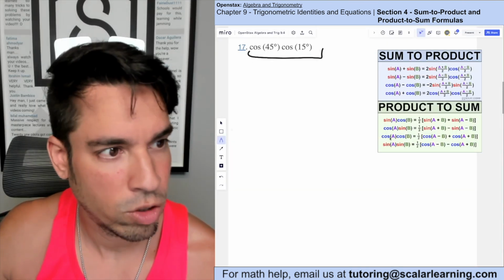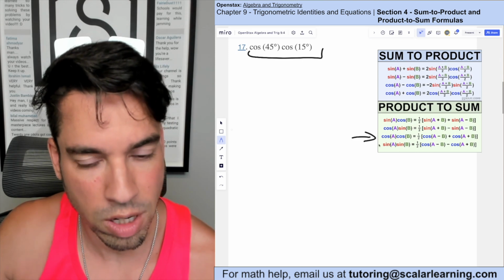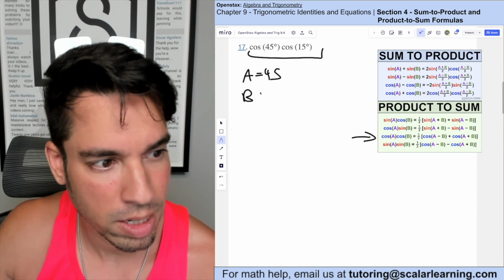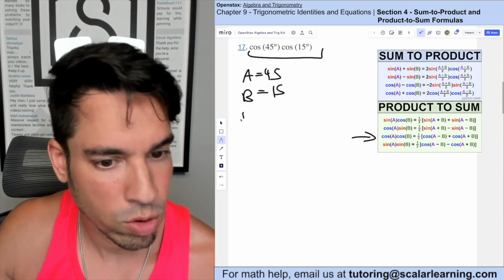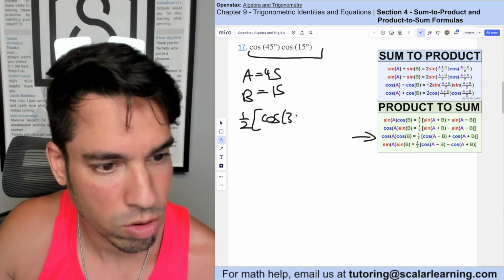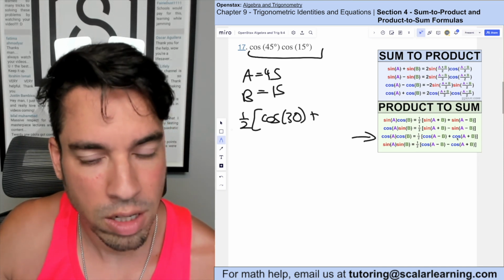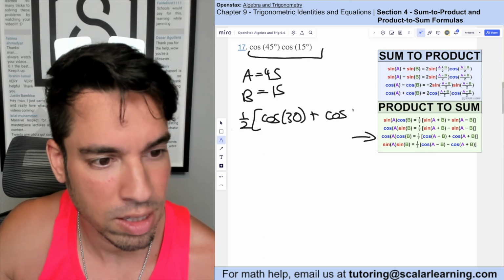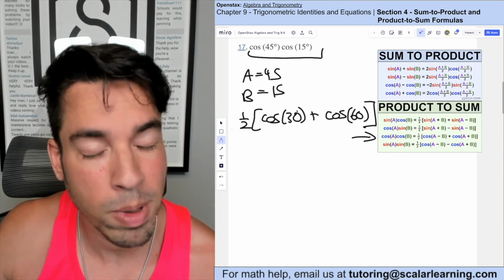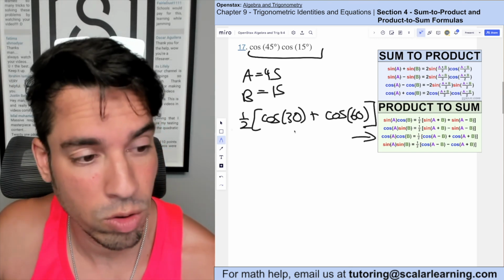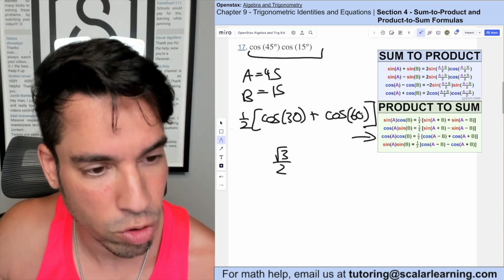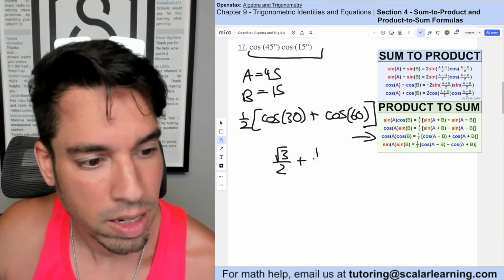So for this one, we got a product. We're going to turn it back into a sum. So I see cosine, cosine right here. So I'm going to set a equal to 45 and b equal to 15. So then what we have is 1/2 cosine of a minus b, which is 30, plus cosine of a plus b, which is 60. Now, the good news about both of these, let me make that nice square bracket, is we know what they are, right? We can look at the unit circle, but if you recall, cosine of 30 is rad 3 over 2. Cosine of 60 is 1/2.